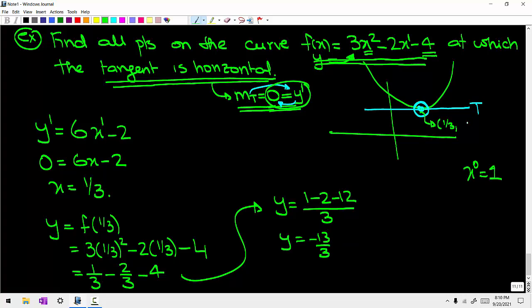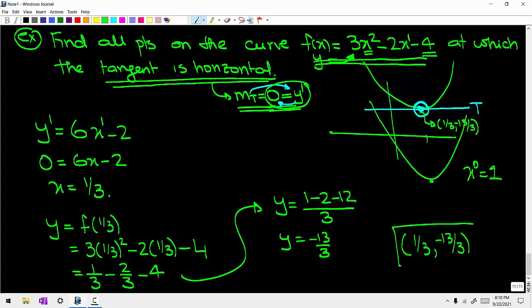So this point here is 1/3 and negative 13 over 3. So my graph is completely wrong. The graph should be below here somewhere. x is positive 1/3 and y is negative, so that should be below. So my point is 1/3 and negative 13 over 3.